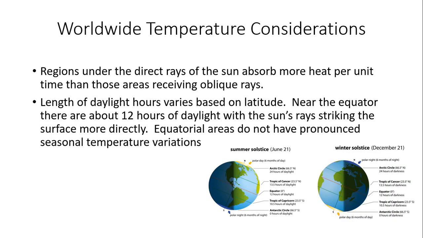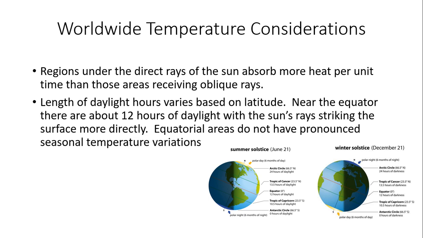Now, other factors when we talk about worldwide temperatures are length of daylight hours. And these are going to vary based on the latitude where you're located on Earth. So near the equator, there are always about 12 hours of daylight throughout the year. But the sun's rays strike this area more directly. The equatorial areas do not have pronounced seasonal temperature variations because of this. So they have similar daylight throughout the year, around 12 hours of daylight, 12 hours of darkness. And the sun really doesn't change its position in the sky very much throughout the year at the equator.